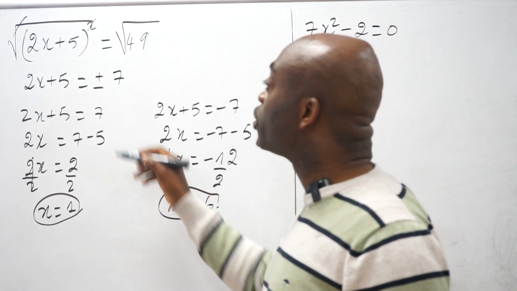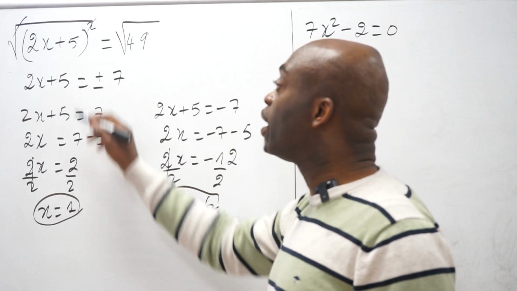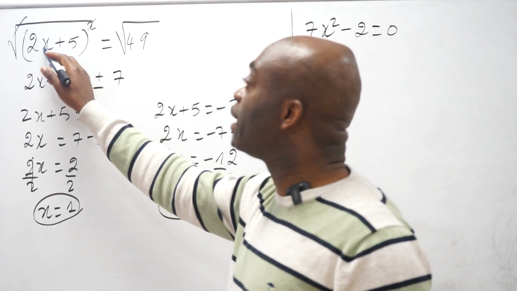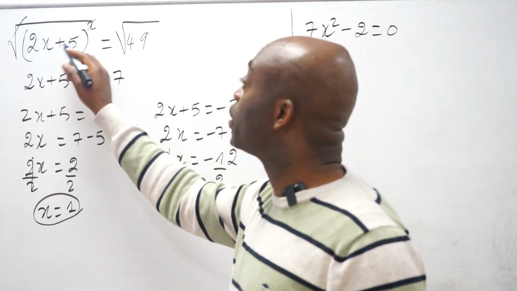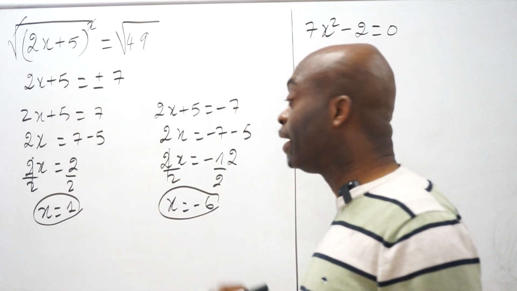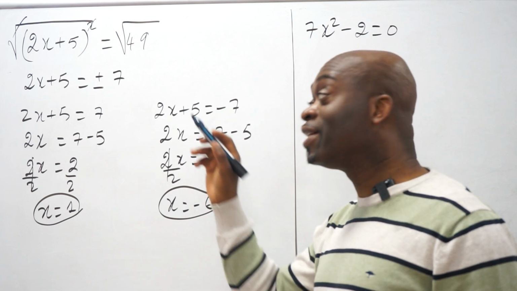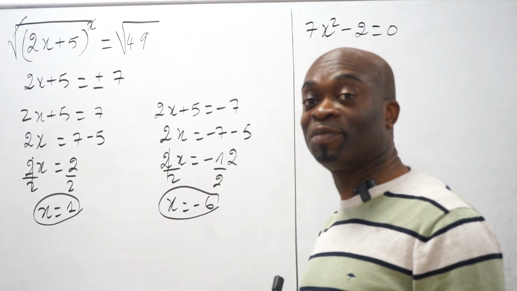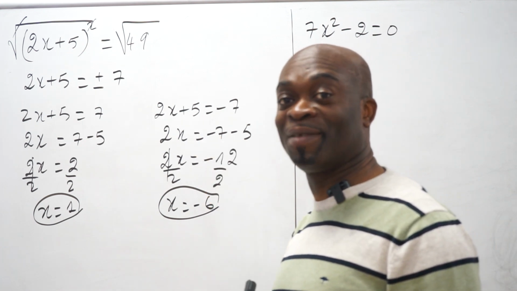Anytime you're checking this problem, you take 1 and plug it in here. So 2 times 1 is 2, plus 5 is 7. 7 squared gives you 49. And if you check negative 6 also, it's going to give you a true statement. So you can do that as your homework assignment.